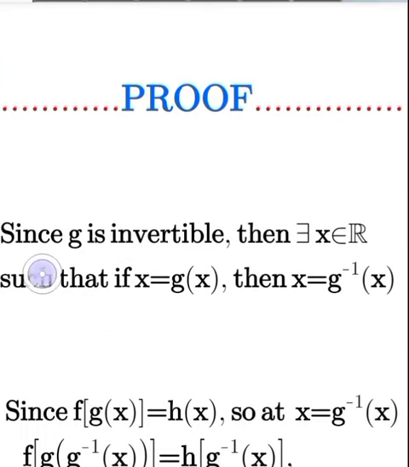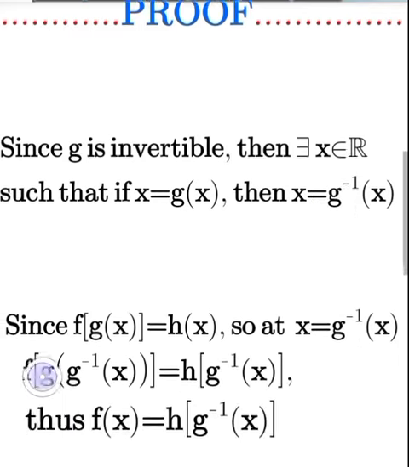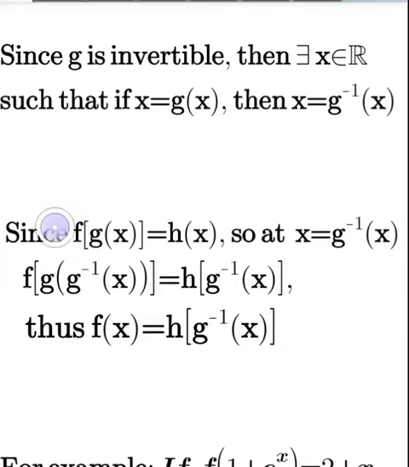We are saying that since g is invertible, then there exists an x in real numbers such that if x is equal to g of x, then x is equal to the inverse of g of x. However, we say that f of g of x is equal to h of x. So at a point where x is equal to g inverse of x, when you substitute for x, you find that f is now equivalent to g operated with the inverse of x. And of course, we're substituting for x on both sides. So you find here when you operate these inverses, you get x, and you end up having h of g inverse of x.